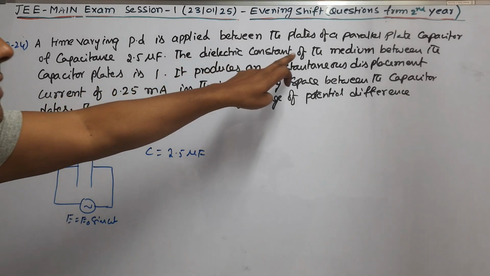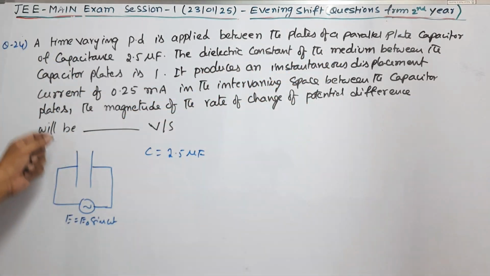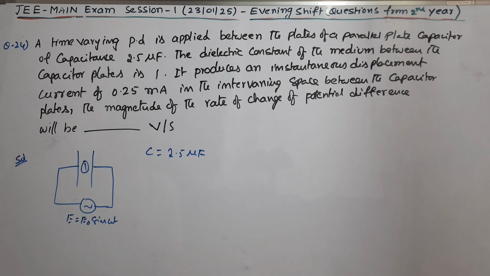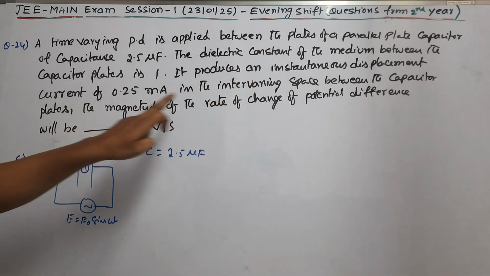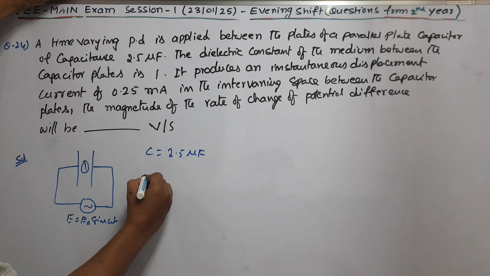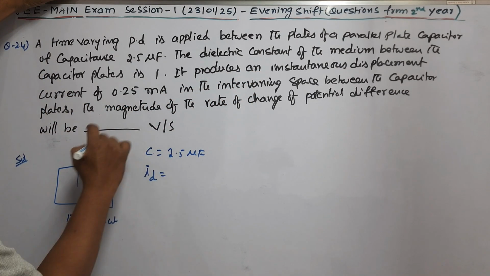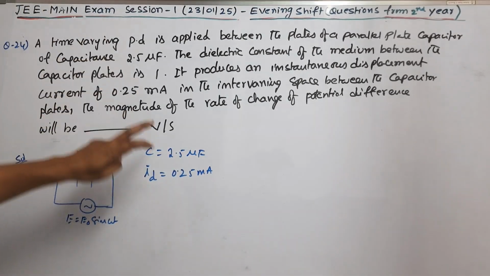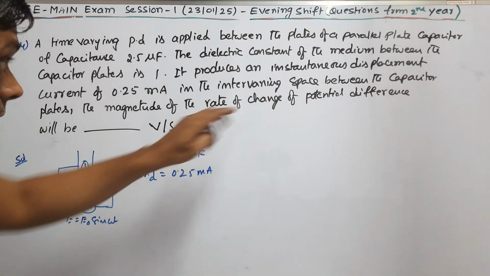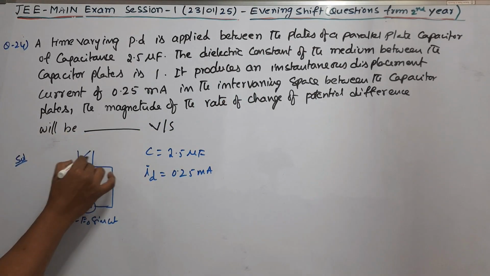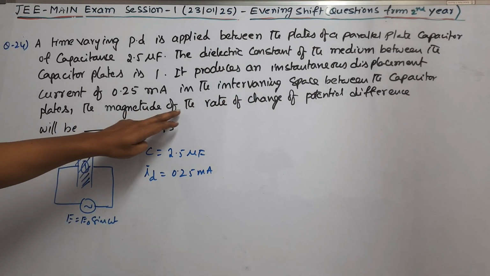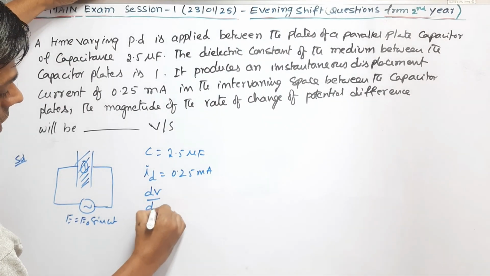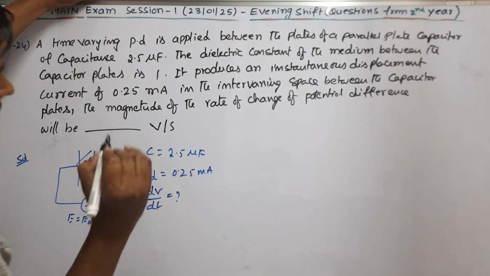The dielectric constant of the medium between the capacitor plates is 1, that means air is there, there is no dielectric. It produces an instantaneous displacement current Id of 0.25 milliampere in the intervening space between the capacitor plates. The rate of change of potential difference is equal to what?